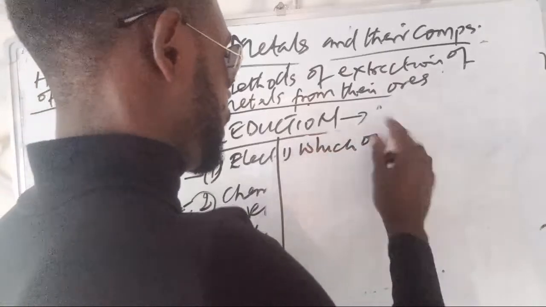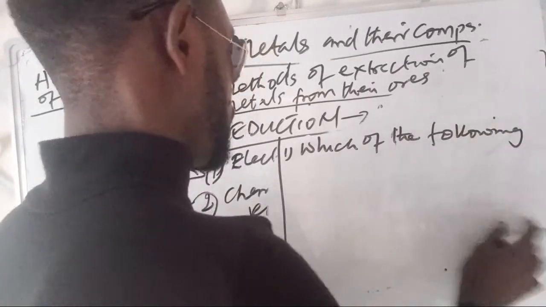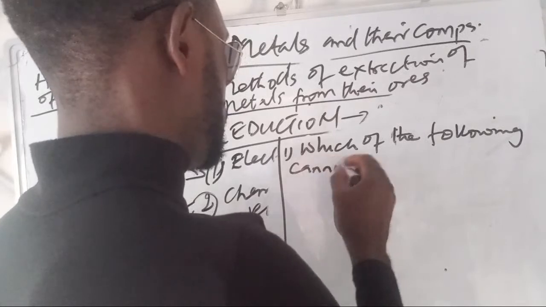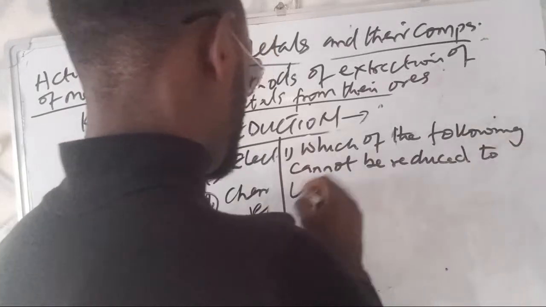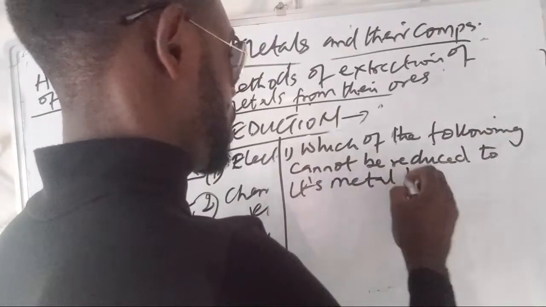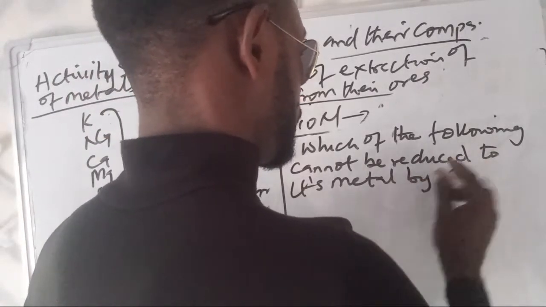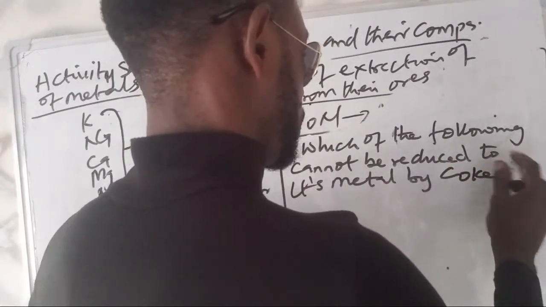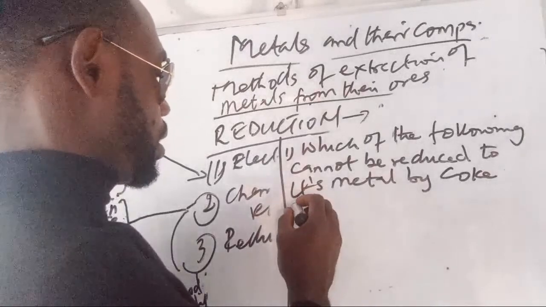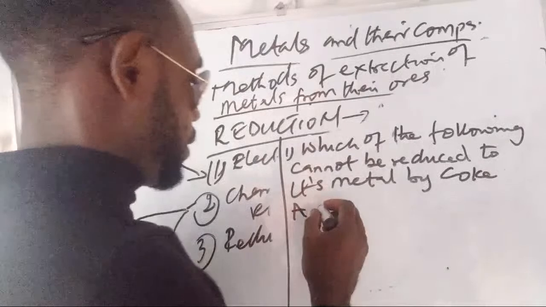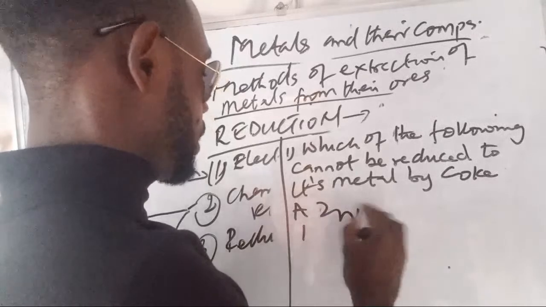Which of the following cannot be reduced to its metal by the strongest reducing agent, or to its metal by coke at any temperature? It cannot be reduced to its metal, or is not easily reduced. We have A, calcium oxide. Okay, let's take zinc oxide.